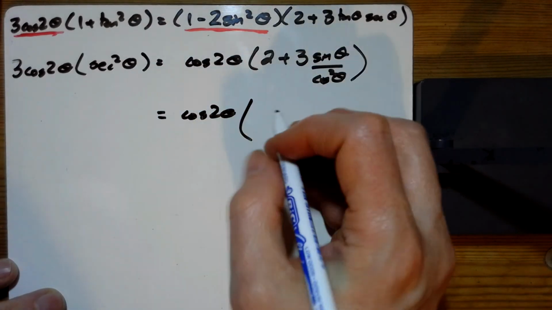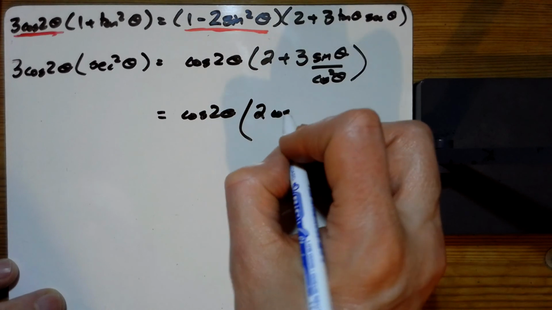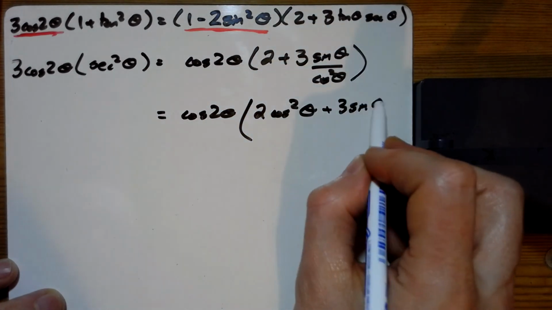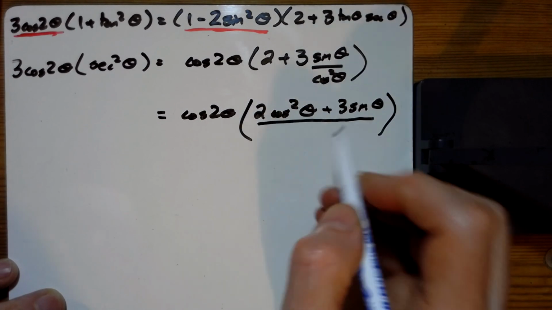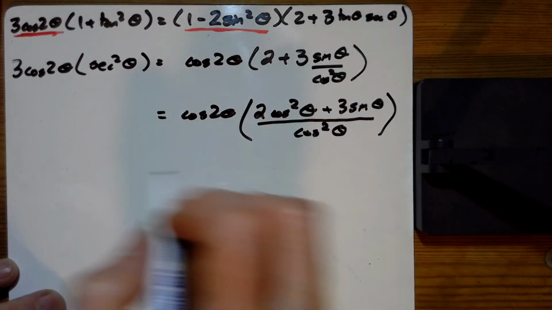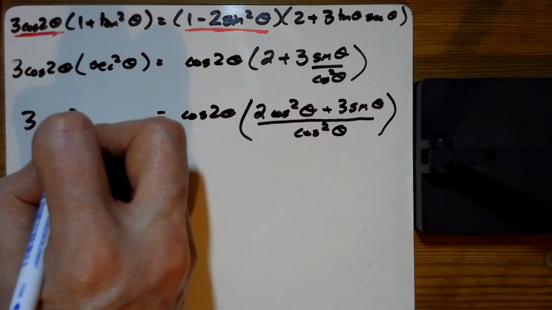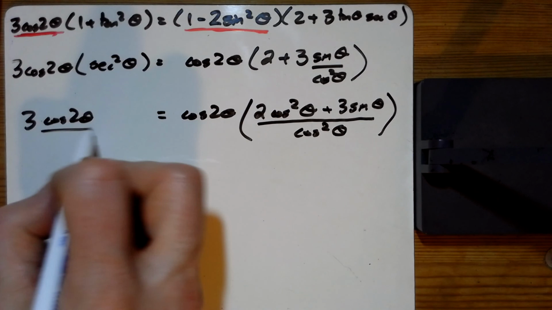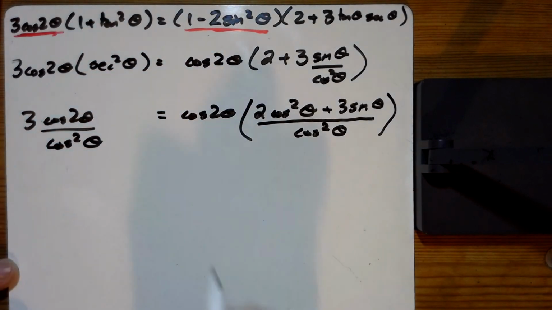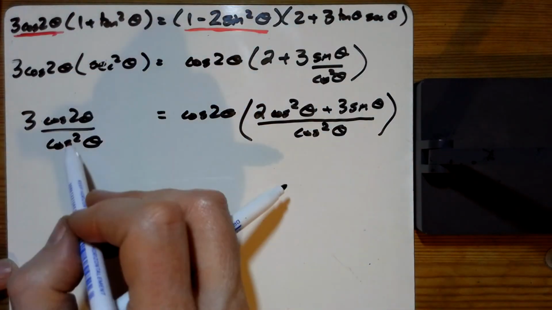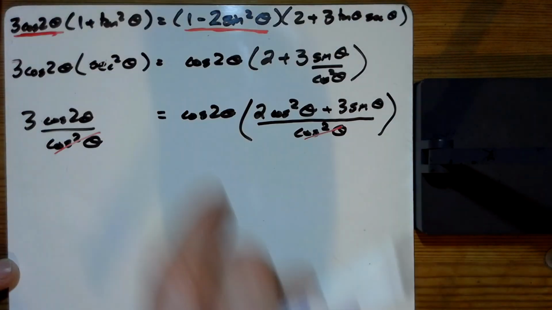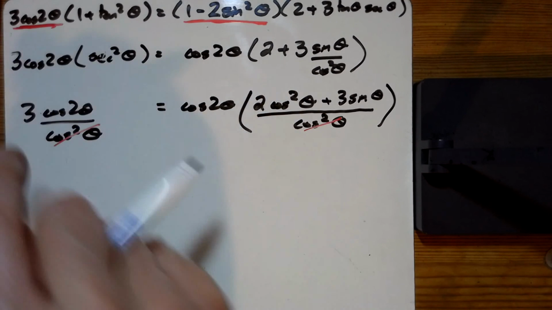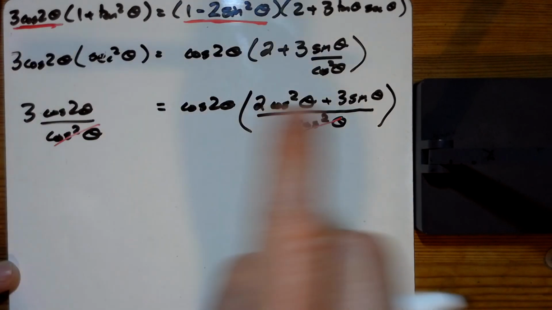I think if I put that as 2 cos squared theta plus 3 sine theta all over cos squared theta, I think that's helpful. Now I think that's helpful because of course this sec squared theta here is one over cos squared theta. So I'm going to times both sides by cos squared theta and they're just all going to disappear. Right, what should we do now? Let's put it all over on the left hand side.